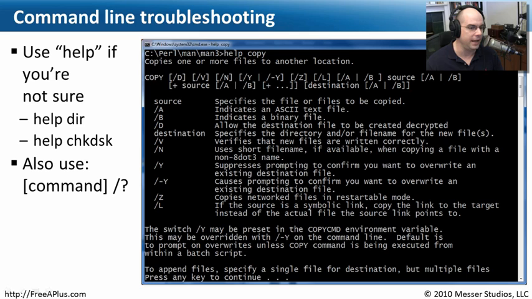Use the /A to indicate an ASCII text file. Use the /N to use the short file name. Use /Y to suppress prompting to confirm that you want to overwrite a file. And that way you can now decide which ones you'd like to use for the command that you're typing in. It will really help you if you ever get stuck trying to figure out what to type in a command prompt.